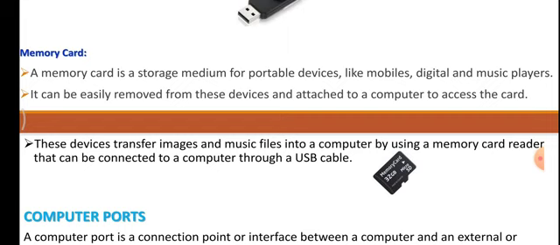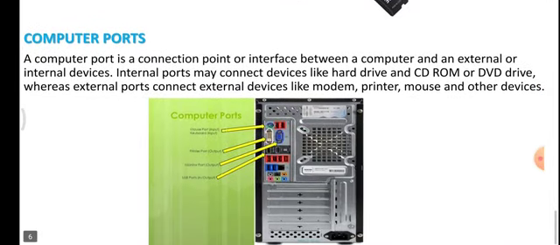Students, you know that in mobile phone you can directly insert a memory card, but if you want to attach a memory card to the computer, you have to first use a memory card reader. You first put a memory card in memory card reader, and then memory card reader is connected to the computer through a USB cable. After that you can transfer the data to the computer or from computer to the memory card. Next is computer ports.